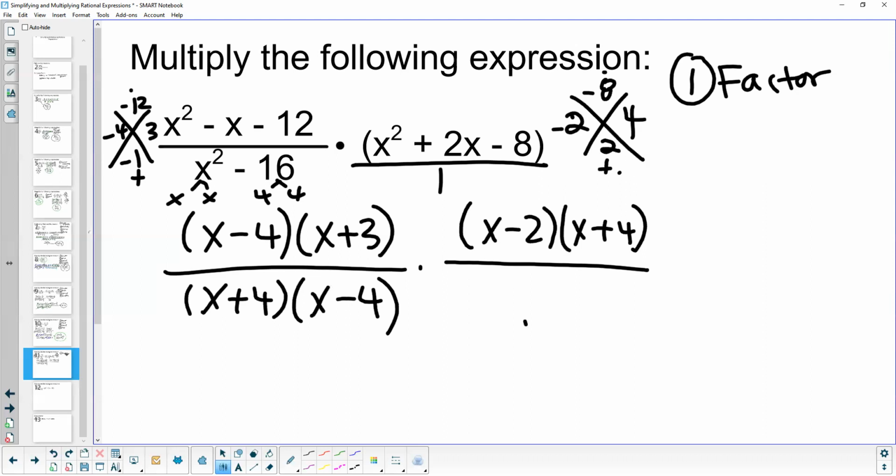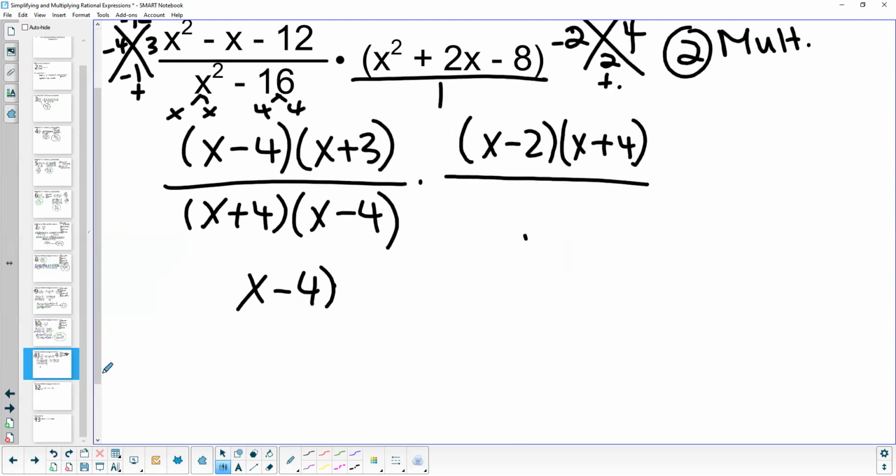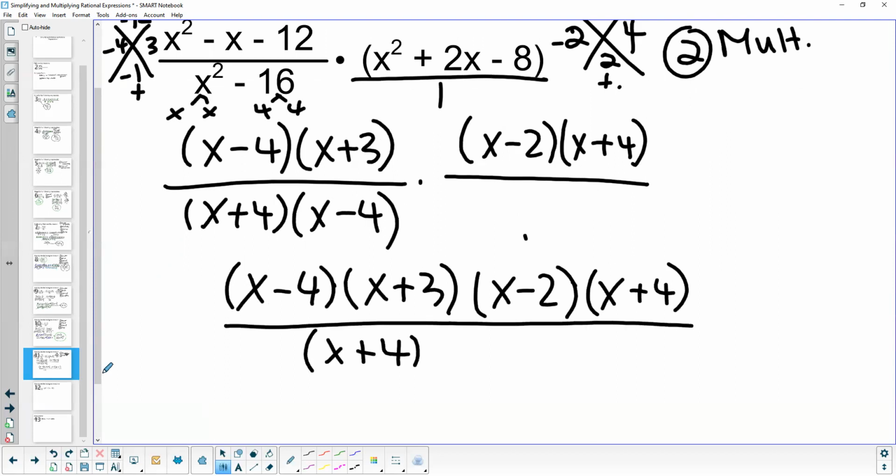We know that it's a 1, but there aren't really any factors of 1. So then our next step is to multiply. And when it comes to multiplying, we just combine these all together in one long fraction. So I've got an x minus 4 times an x plus 3 times an x minus 2 times an x plus 4, all over x plus 4 times an x minus 4 times 1, right? But anything times 1 is itself, so we're just going to leave it there.